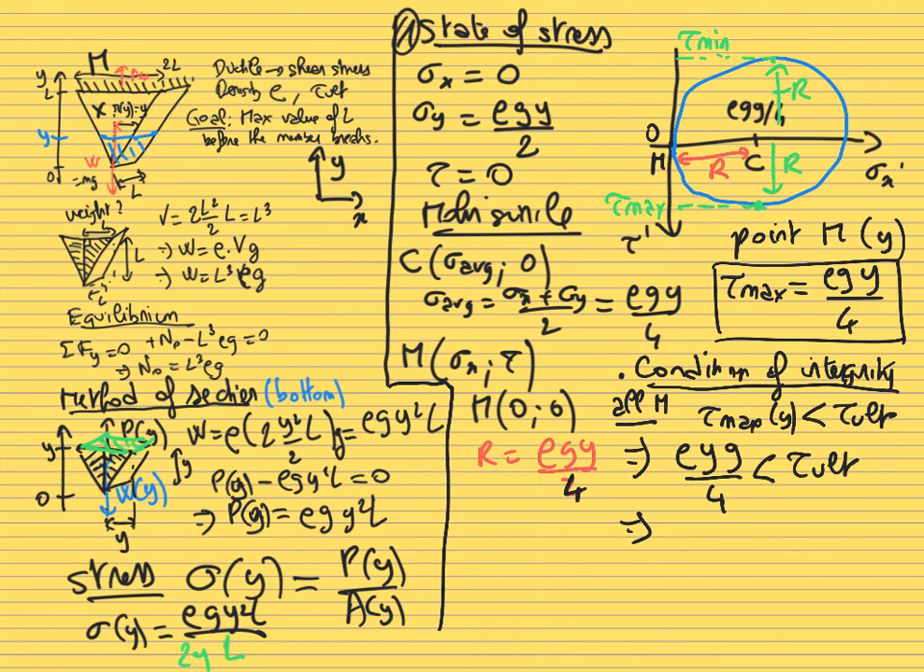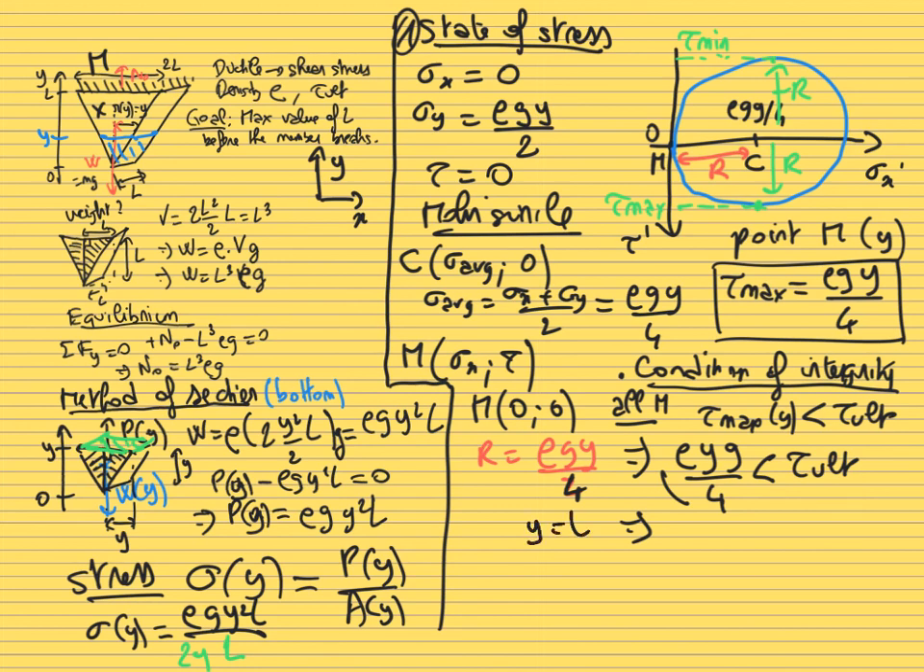So for this condition to be true, we need to look at what is the point y at which the shear stress is the maximum. And if at this point the shear stress is still lower than the ultimate shear stress, then the shear stress everywhere throughout the member will never be higher than the ultimate shear stress. Here, the shear stress is just proportional to y, so it's maximum for the maximum value that y can take. This maximum value is y equal L.